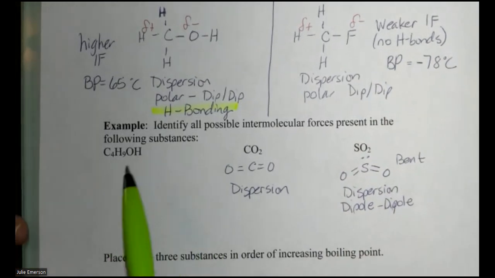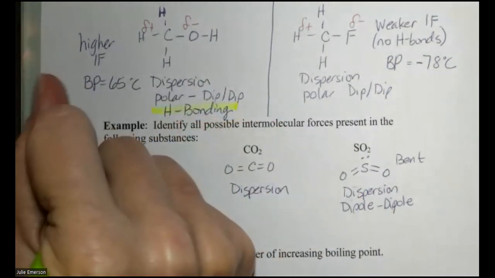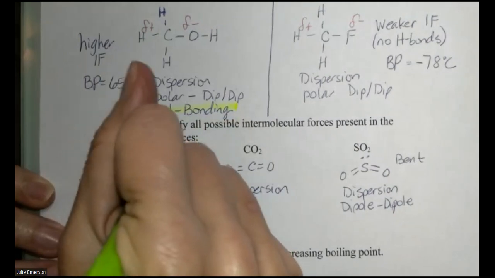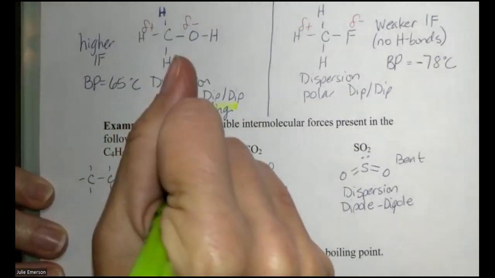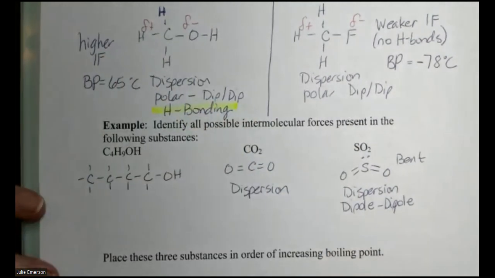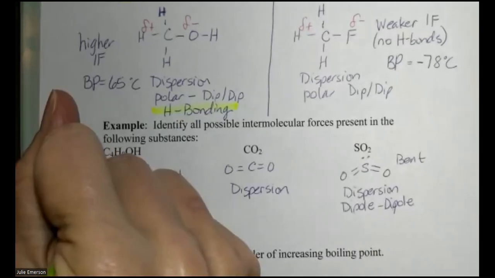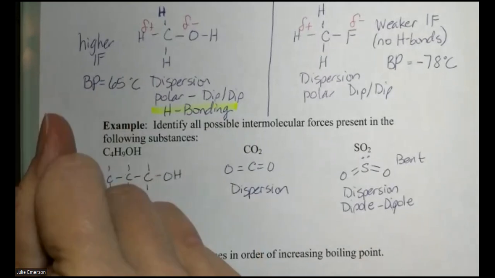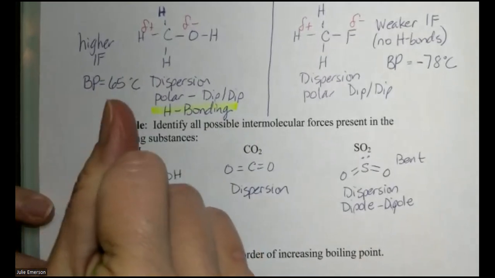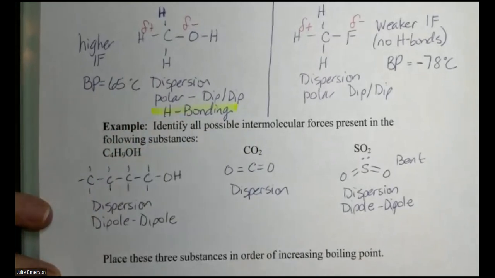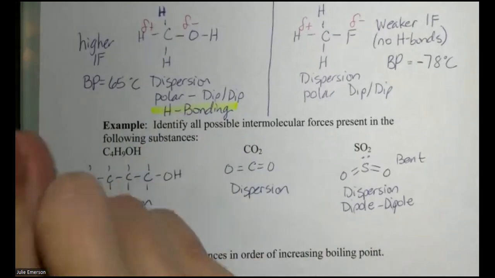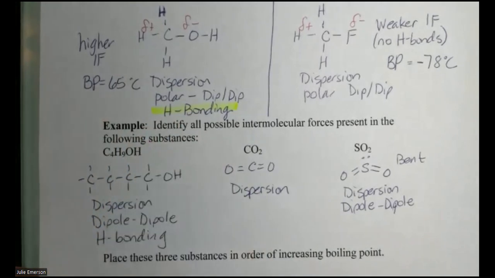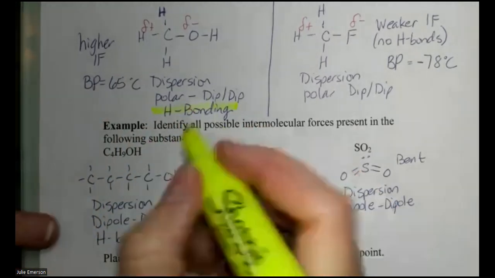Then we got butanol. All right, butanol, we've got 4 carbons. And on that last carbon, we have an alcohol group. Okay, so we know we have dispersion here because that's in everything. The electronegative oxygen is creating a polar molecule, so we also have dipole-dipole forces. And then, of course, on top of that now we have hydrogen bonds because of that alcohol, that OH group.